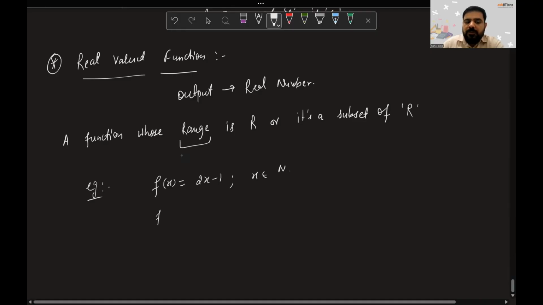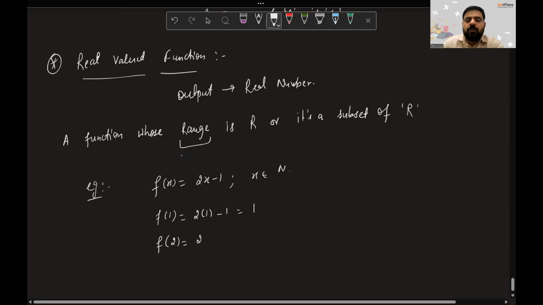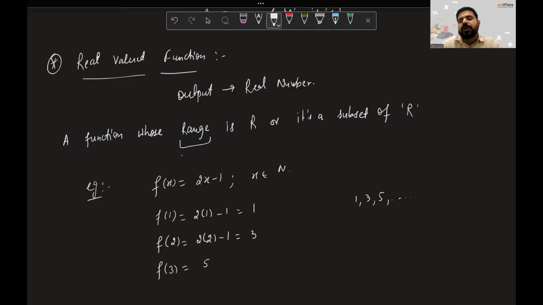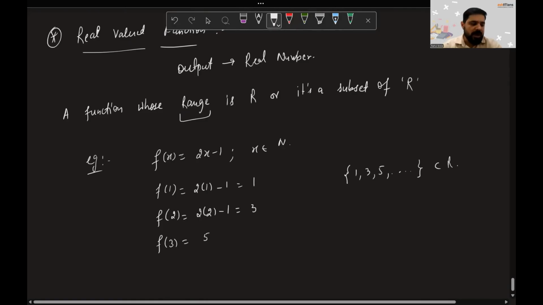So we'll be putting different values of x. We'll get 2 into 1 minus 1, 2 minus 1 is 1. When I put 2 here, we'll get 2 into 2, 4 minus 1, that is 3. Right? Similarly, when we find f of 3, we'll get 6 minus 1, that is 5. You can see 1, 3, 5, whatever answers we get over here, this is going to be a subset of the real numbers. And as long as the range is a subset of real numbers, it can be proper or improper both, right? So in that case we'll say this function is a real valued function, right?